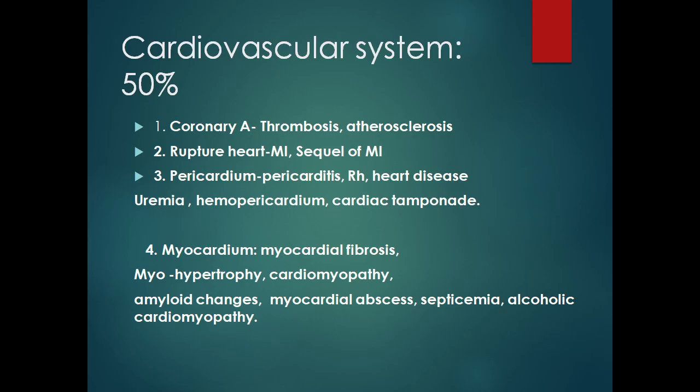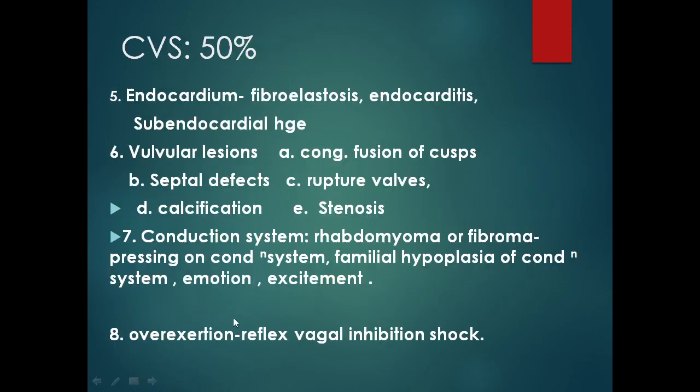Then pericardium: pericarditis, rheumatic heart disease, uremia, hemopericardium, cardiac tamponade. Then the myocardium causes: myocardial fibrosis, myocardial hypertrophy, cardiomyopathy, amyloid changes, myocardial abscess, septicemia, alcoholic cardiomyopathy. So, these are the various causes. Endocardium causes: fibroelastosis, endocarditis, subendocardial hemorrhage, valvular lesions, congenital fusion of cusp, septal defects, rupture of valves, calcification, stenosis.